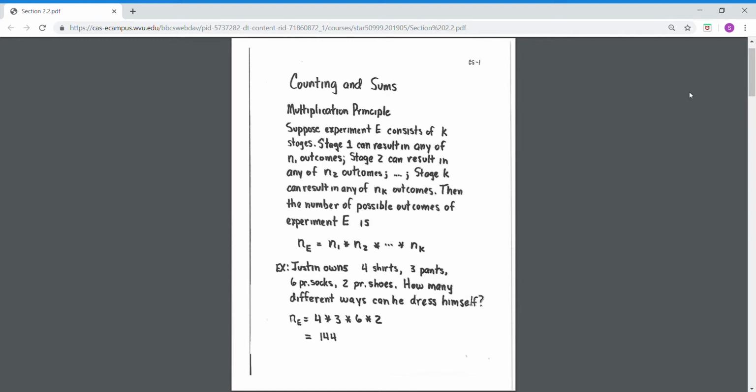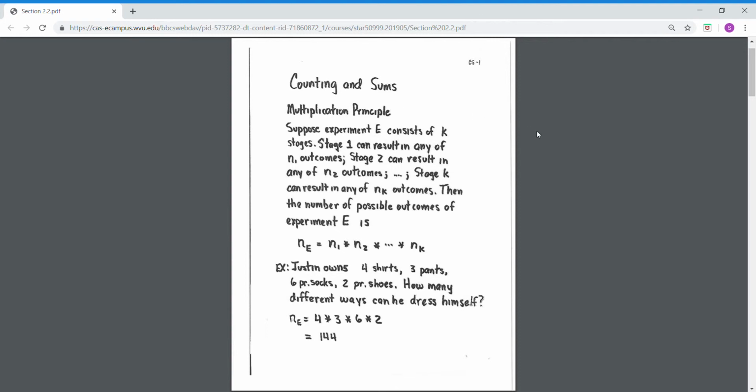Welcome, class, to the fifth lecture of the first week that will cover section 2.2 in our textbooks. This section will focus primarily on factorials, permutations, and combinations. So let's get started. Start off counting in sums, the multiplication principle.